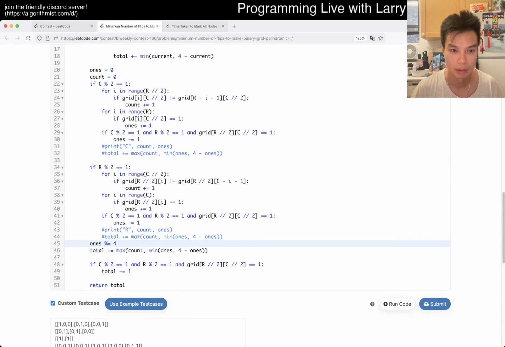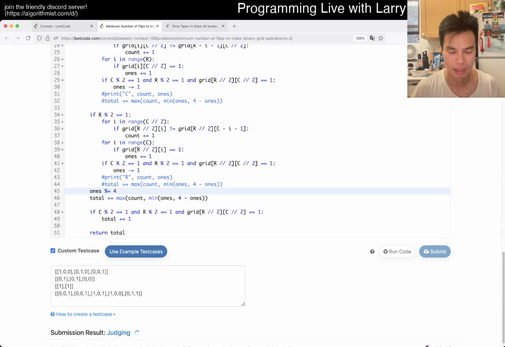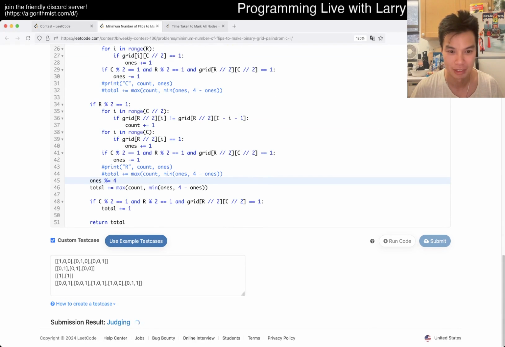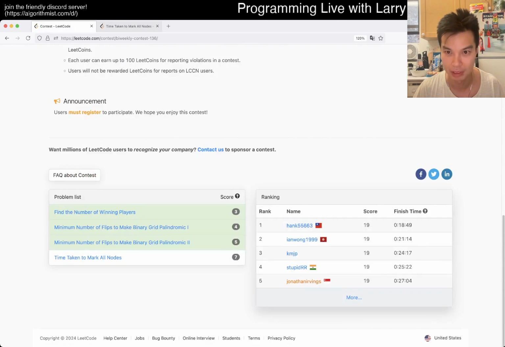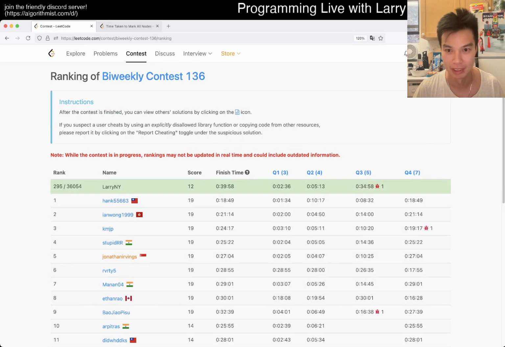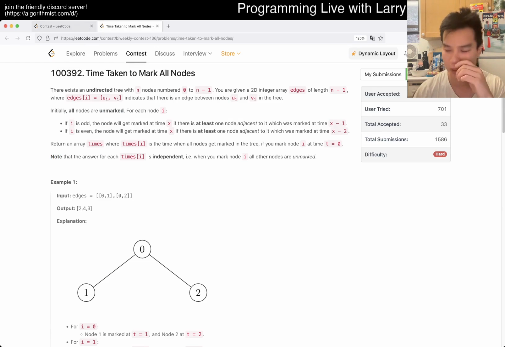Nope. Another wrong answer. Okay, only one wrong answer, which is actually not as bad as I expected for me. Okay, time to mark no notes. We could solve this probably, hopefully. Yeah, yikes. Wasn't that bad, but I just kind of, I don't know, my mind froze on it.